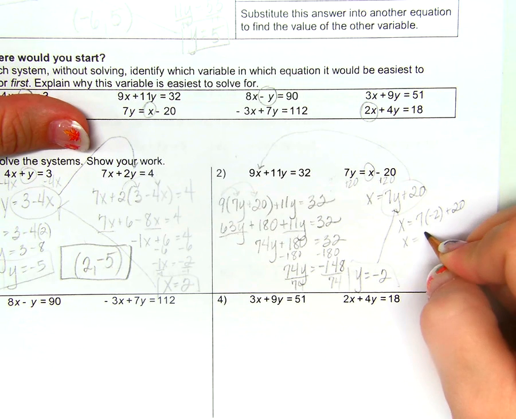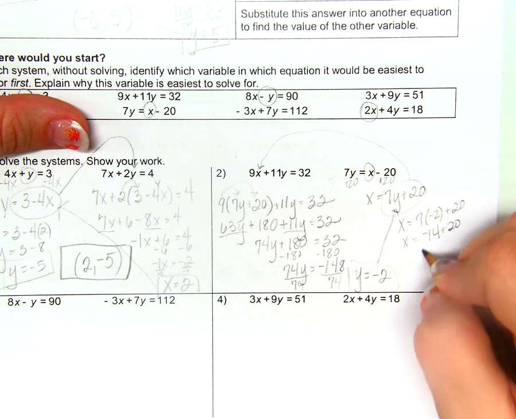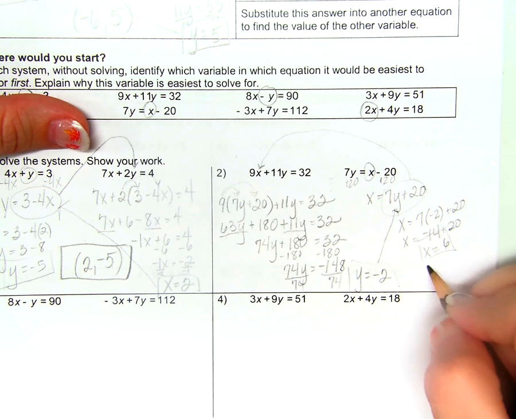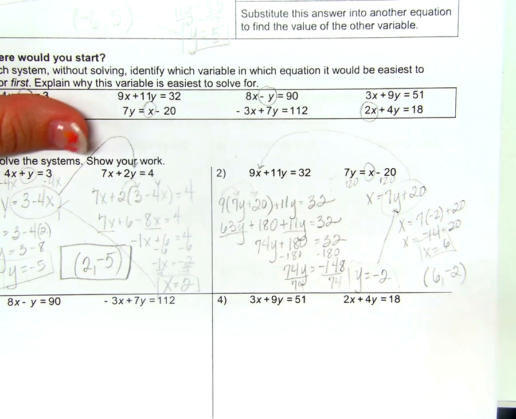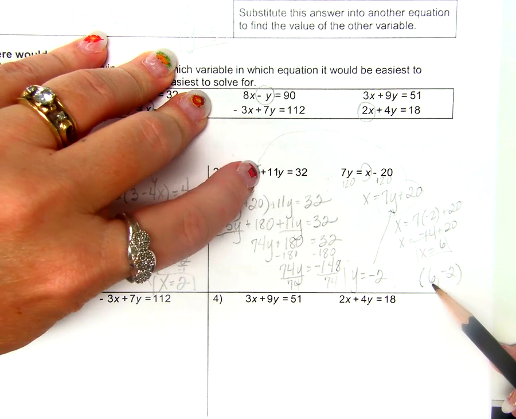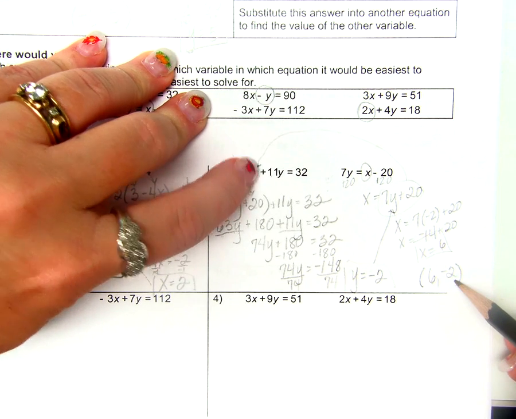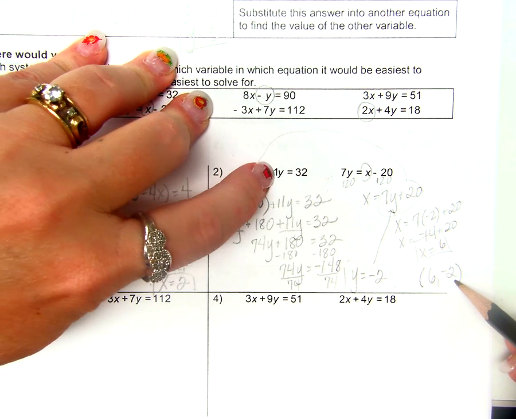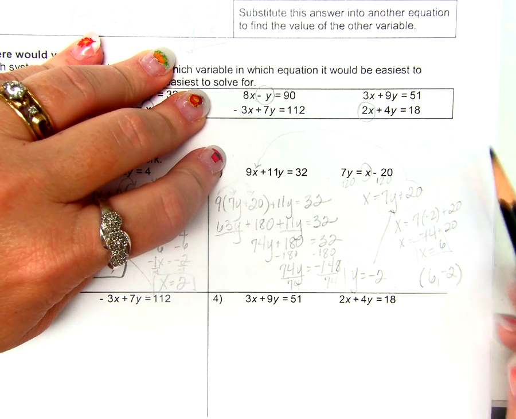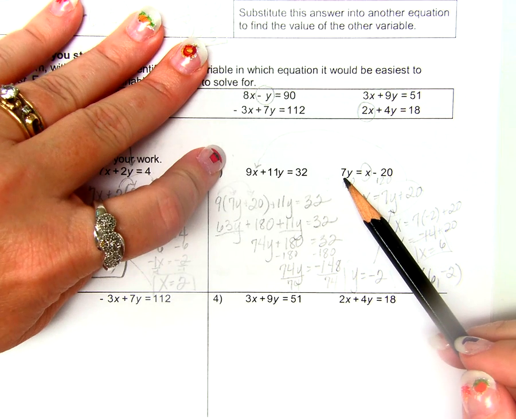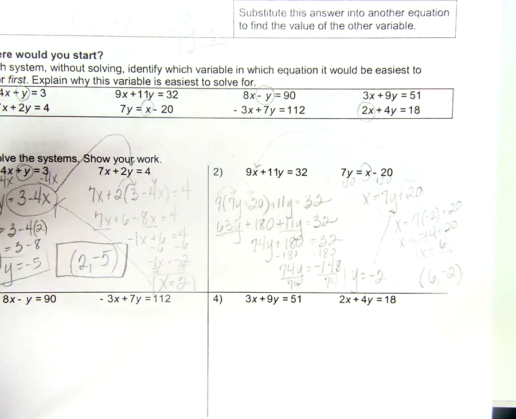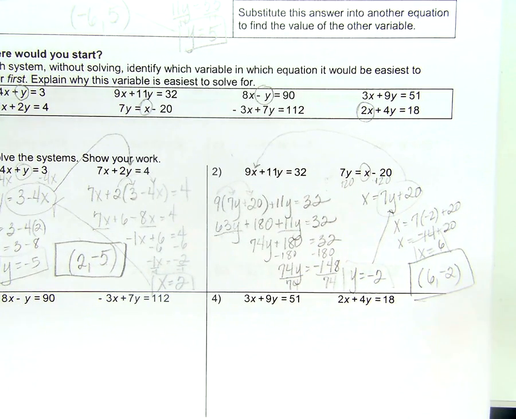So x equals negative 14 plus 20. So x equals 6. 6, negative 2. Is it right? 9 times 6 is 54. 11 times negative 2 is negative 22. 54 and negative 22, 32. 7 times negative 2 is negative 14. 6 minus 20, negative 14. Guess what? Two in a row. Got them right.